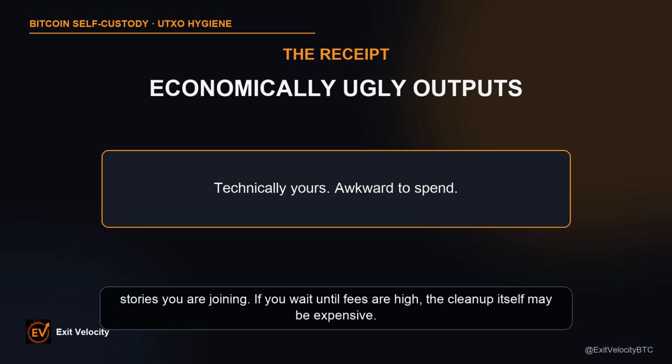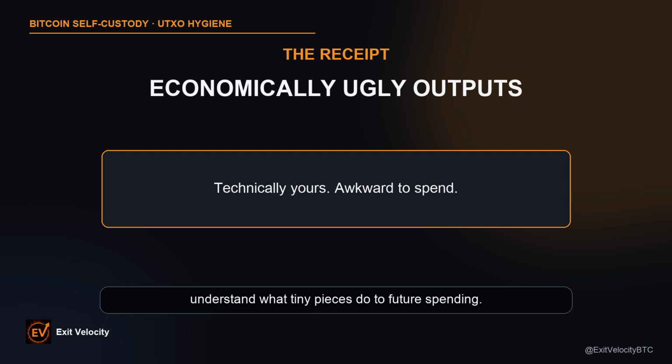That is why dust connects to consolidation. Consolidation can turn many small pieces into fewer larger pieces. But consolidation also has trade-offs. If you combine unrelated UTXOs, you may link histories. If you consolidate without labels, you may not know what stories you are joining. If you wait until fees are high, the cleanup itself may be expensive. So the answer is not always consolidate dust. And it is not ignore dust forever. The answer is understand what tiny pieces do to future spending.